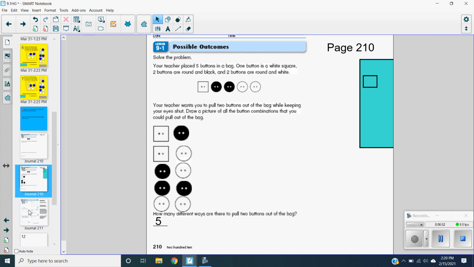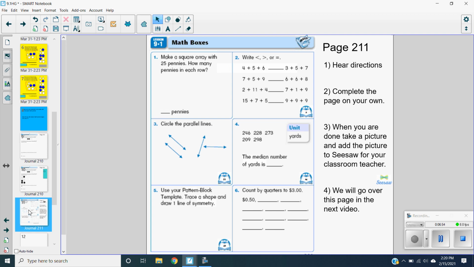The last thing that we'll talk about today are math boxes. So if you could look at page 211. I'll go over the directions. Once I'm all done, I'll ask that you complete this page on your own. You can take a picture and add that picture to Seesaw for your classroom teacher. We will go over this page in our next video.